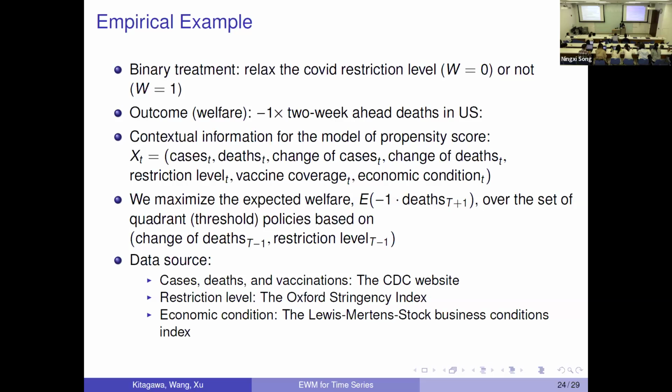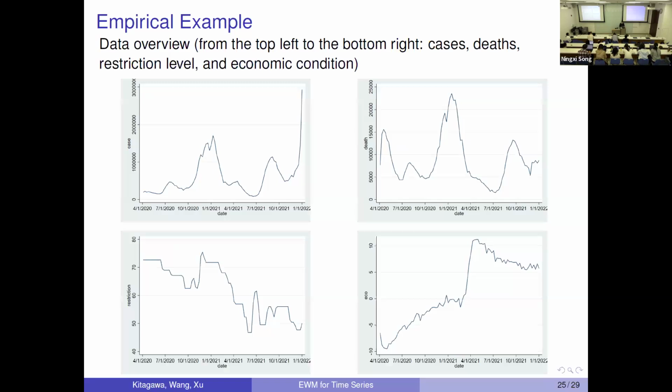And the contextual information for the model of the propensity score, basically we include all these six variables, and then we try to maximize the expected behavior of the set of quadrant threshold policy rules, based on these two conditioning variables. And the data is from the CDC website, the Oxford Stringency Index, and the Lewis Merton stock business conditions for the economic condition. And this is basically a rough description of the data.